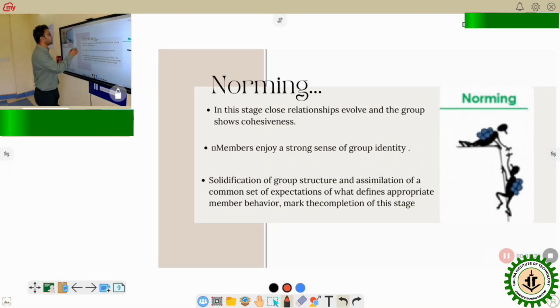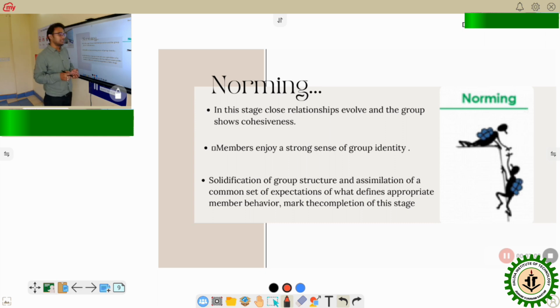Next stage is norming. Norming means in this stage close relationships evolve. That means among the group there is a close relationship during the activities or during the work, and they show cohesiveness. Members enjoy a strong sense of group identity, solidification of group structure and assimilation of a common set of expectations of what defines appropriate members' behavior.